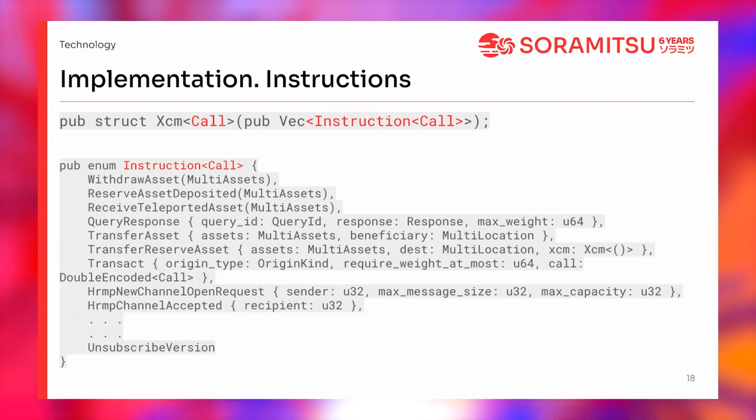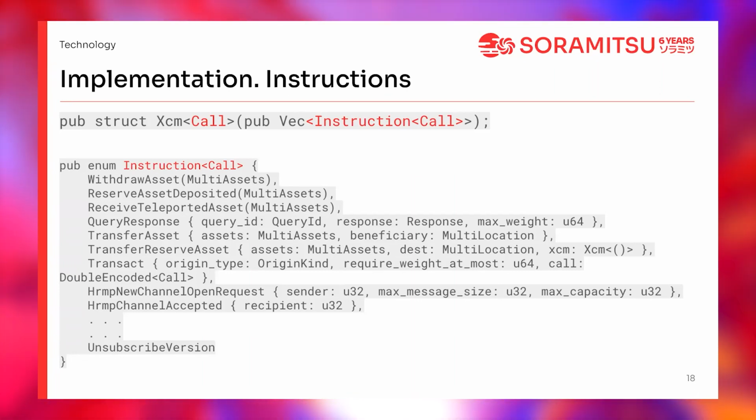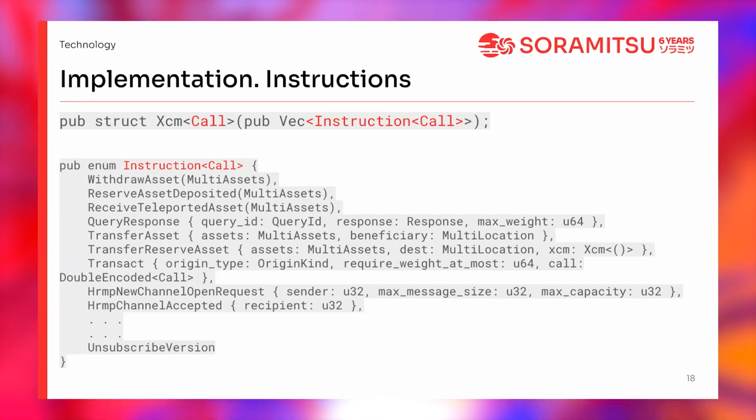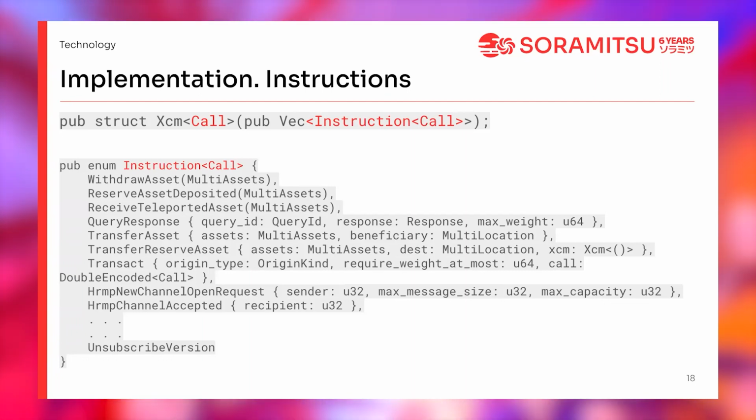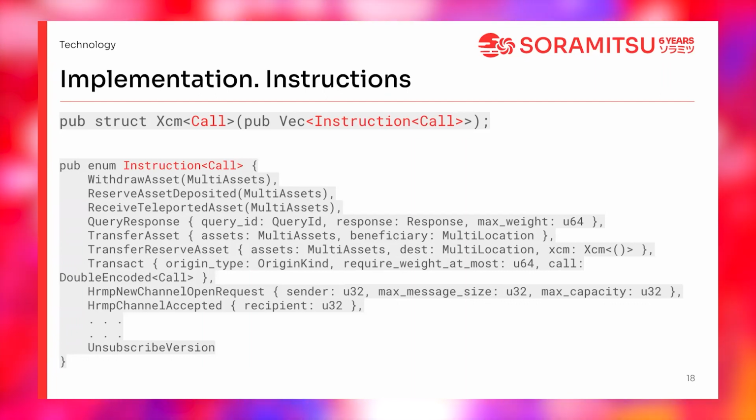With an instruction like transact, which is also present on this slide, unlimited flexibility may be achieved to call any non-standard function on the other parachain or consensus system.